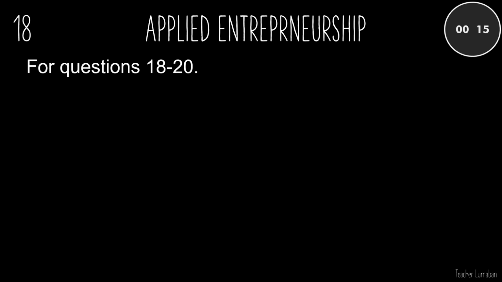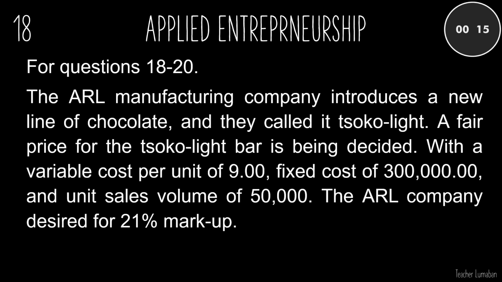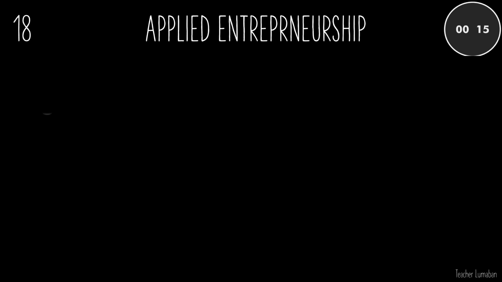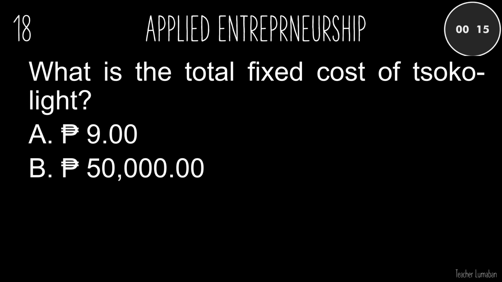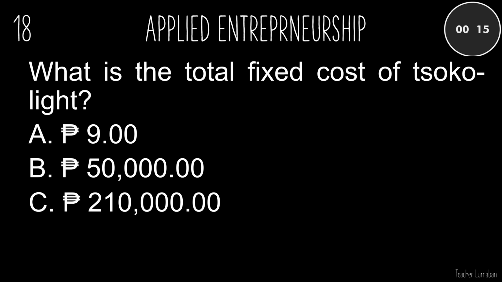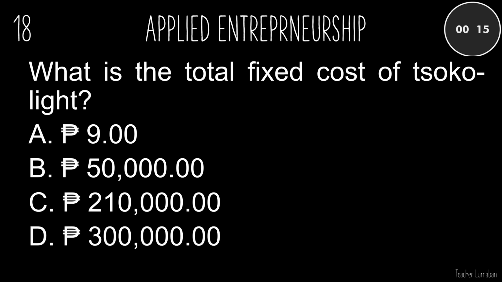For questions 18 to 20. The ARL manufacturing company introduces a new line of chocolate, and they called it Xocolite. A fair price for the Xocolite bar is being decided, with a variable cost per unit of 9.00, fixed cost of 300,000.00, and unit sales volume of 50,000. The ARL company desired a 21% markup. What is the total fixed cost of Xocolite? A. 9.00 pesos. B. 50,000.00 pesos. C. 210,000.00 pesos. D. 300,000.00 pesos.